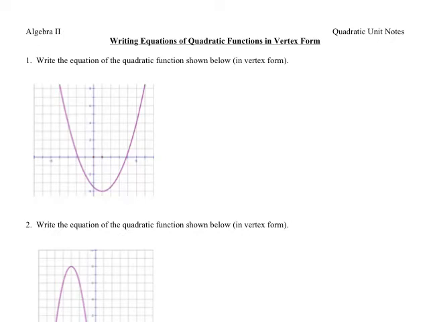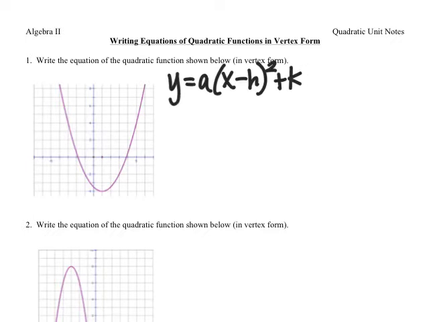So now we want to write a specific equation in vertex form given a graph. So let's start out by just writing out what vertex form is. The more you write it out, the more you will remember it. So y equals a times x minus h squared plus k.